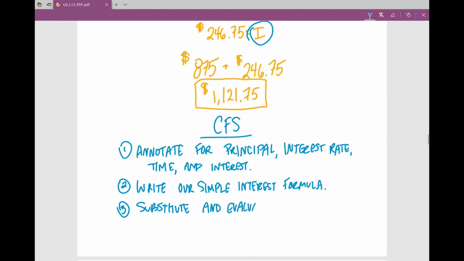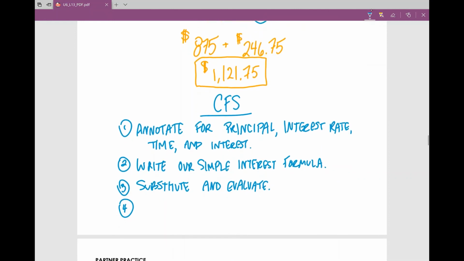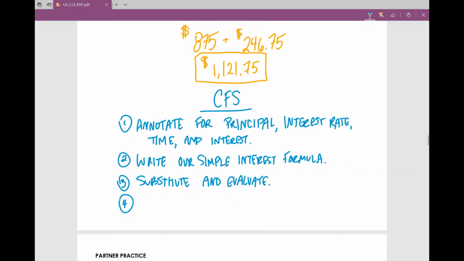There's just one more thing I do want to add to this, because depending on the problem, the answer will be the interest or not. Reread the problem so you know that you're answering what it needs. So reread the question, because this one just asked us for the total. We had to go back and add right here. But as long as you follow these 4 steps, you will get it right every single time. You guys are going to do great.